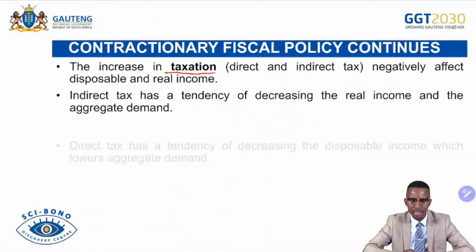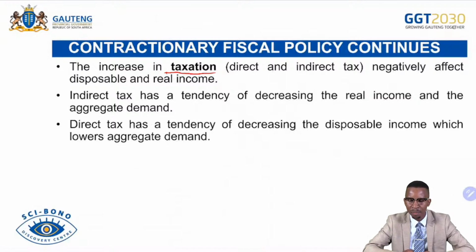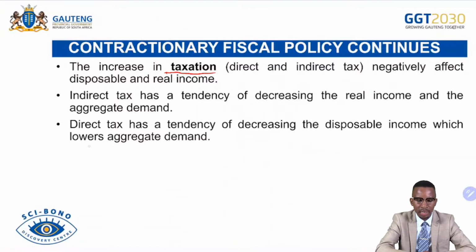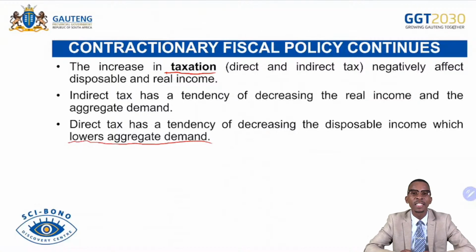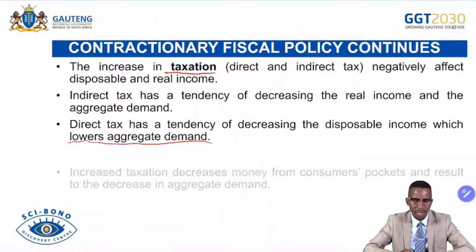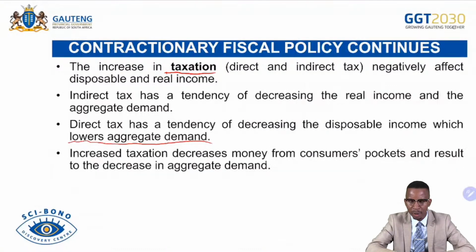The direct tax has a tendency of decreasing disposable income, which lowers aggregate demand. If the state intervenes, maybe by increasing company tax or business tax or corporate tax, that will be leading to businesses having less revenues. So if they have less revenues, they cannot inject much money into the economy, meaning the spending will be declining because businesses are facing the issue of high taxation to be paid. Increased taxation decreases money from consumers' pockets and results in a decrease in the aggregate demand.